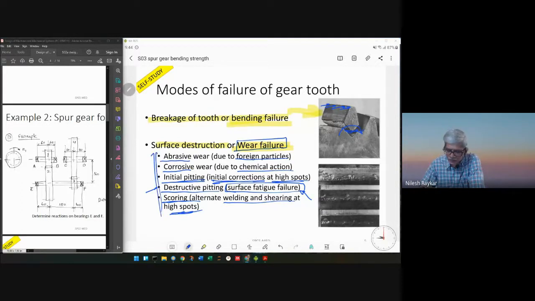So this particular part, this entire thing, I want you to study. It is reading material from the Bhandari textbook. I think there is one page of reading material, so you can go through that.